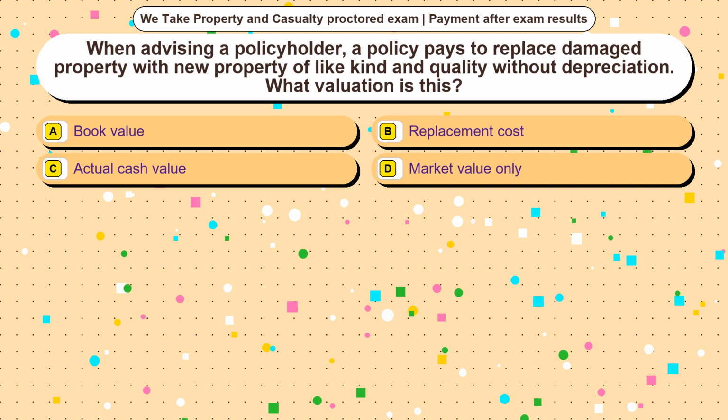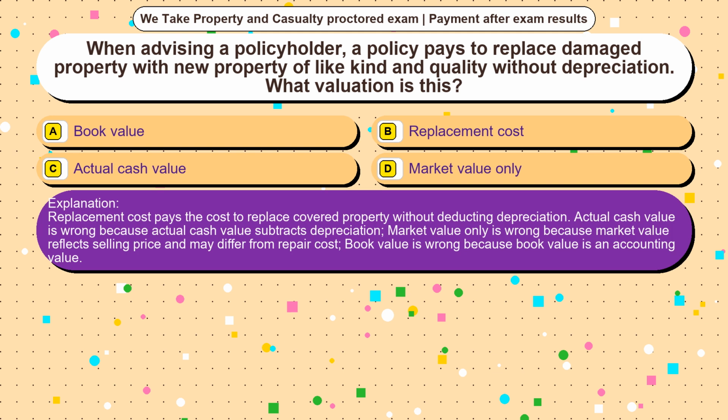The correct answer is option. Replacement cost pays the cost to replace covered property without deducting depreciation. Actual cash value is wrong because actual cash value subtracts depreciation. Market value only is wrong because market value reflects selling price and may differ from repair cost. Book value is wrong because book value is an accounting value.